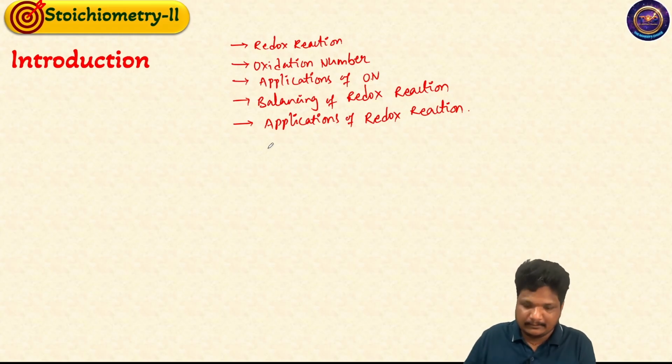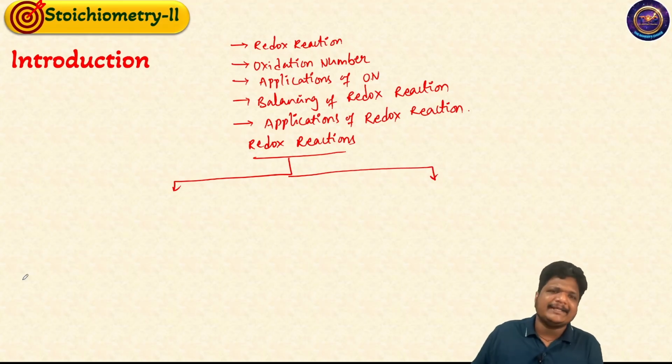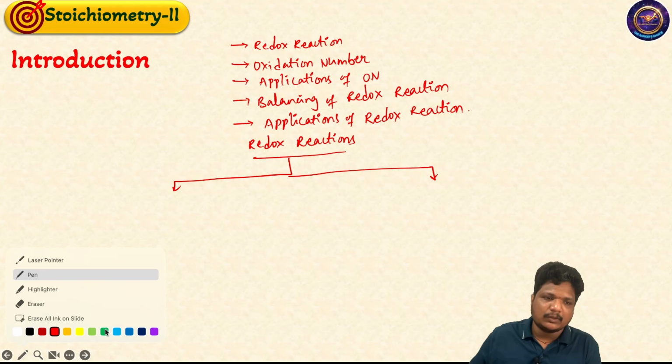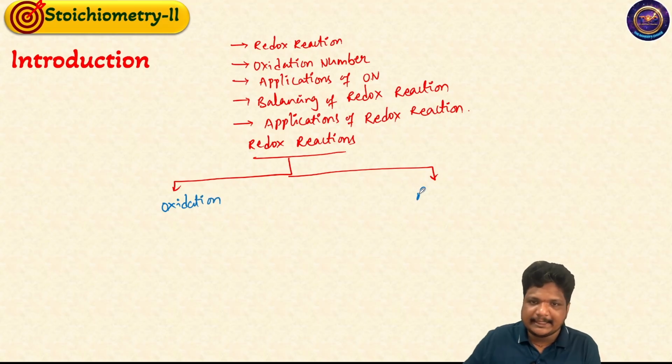So here, redox reactions: in a redox reaction both oxidation and reduction will be taking place. What is meant by oxidation? What is the meaning of oxidation? What is oxidation and what is reduction?